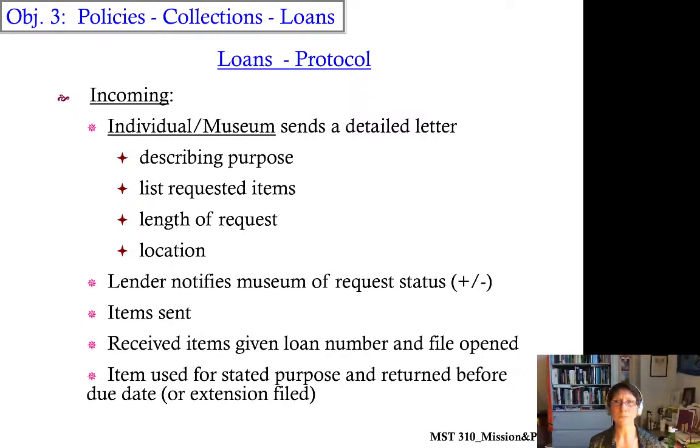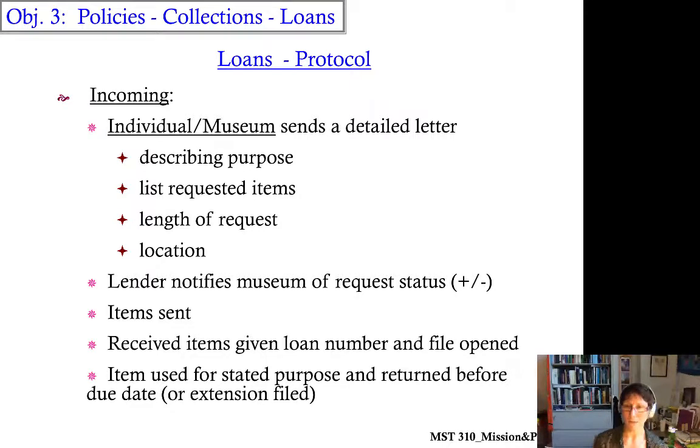Generally with loans, the protocol and the procedure is pretty straightforward. An incoming loan is one that's coming to your museum. So the individual at the museum sends a detailed letter describing the purpose, listing the items that they are requesting, how long they want it for, what they're going to do with it. The lender notifies the museum of its request. So are they going to allow you to have it or not?